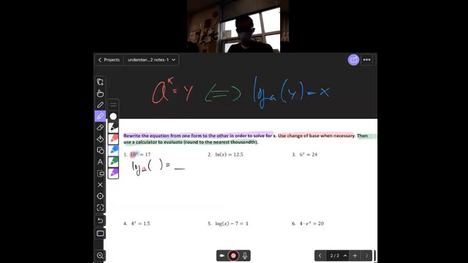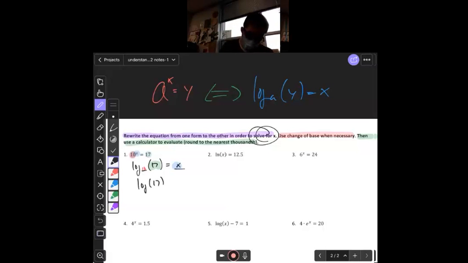That x and that 17, they're going to switch sides. That 17 is going to come into the argument. The x is going to head off to the other side. We're going to see that now we've actually solved for x, because x is by itself, right? We've accomplished that first goal. We solved for x. We may not know what it's equal to as a number yet, but there it is. Log of 17 is equal to x.